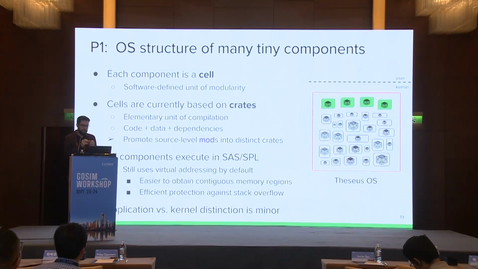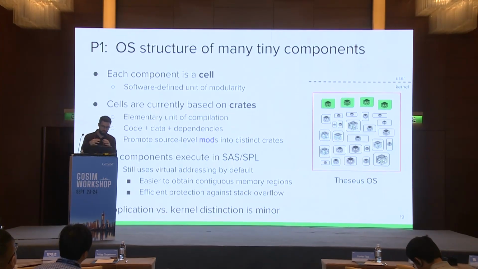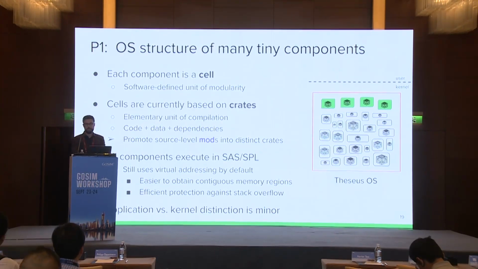But something unique to Theseus is that we actually do still use virtual addressing. Many safe language OSs run without an MMU. They run directly on physical addresses. I found that tedious and difficult. For example, if you wanted to allocate a huge chunk of memory, you can't really do that nicely if you can only access physical memory. So by using virtual memory, we can more easily obtain huge contiguous sections of memory. It also gives us more efficient protection against stack overflow without paying the cost of something like segmented stacks, which is historically a very slow and expensive way to protect against stack overflow without memory protection.